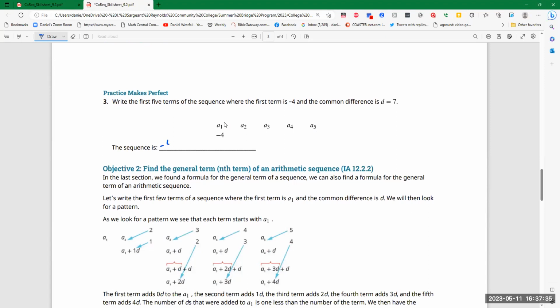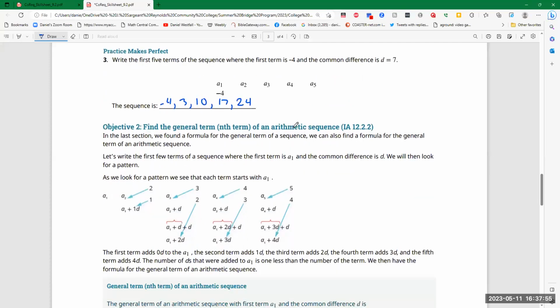We're going to be starting with negative 4. And each time we want to add 7. So negative 4 plus 7 is going to give me 3. 3 plus 7 is going to give me 10. 10 plus 7 is going to give me 17. And 17 plus 7 is going to give me 24. And those are my first 5 terms of my sequence.